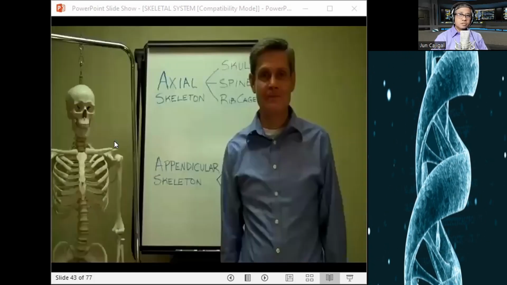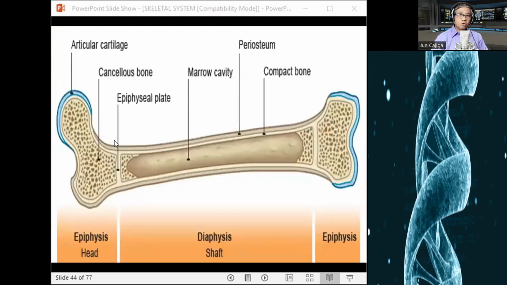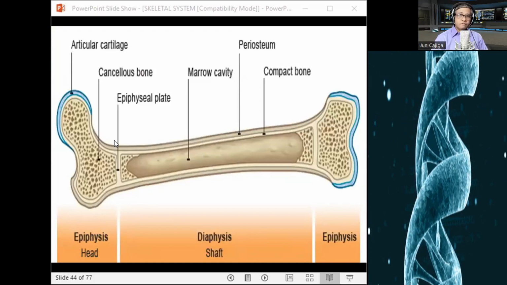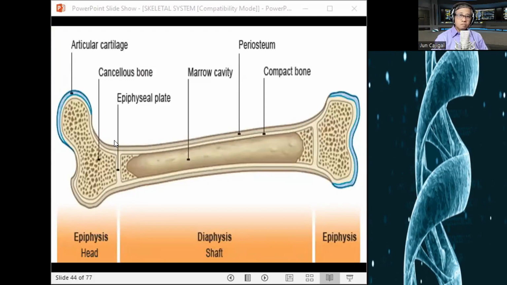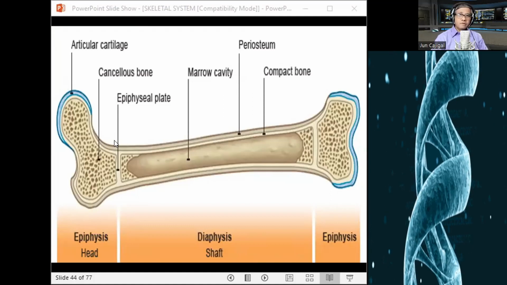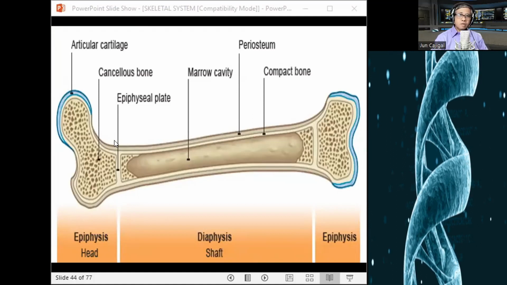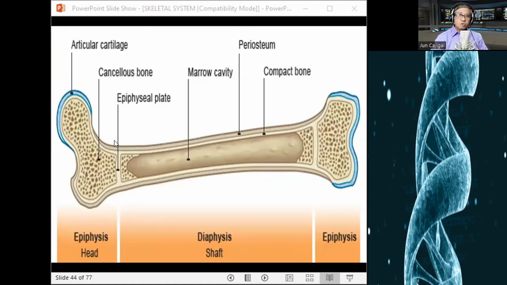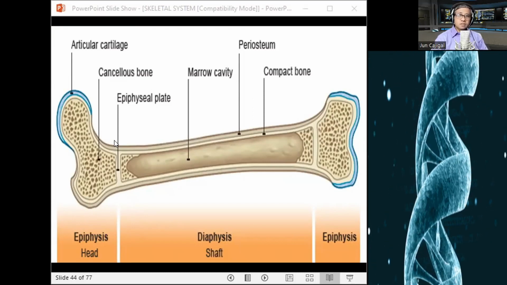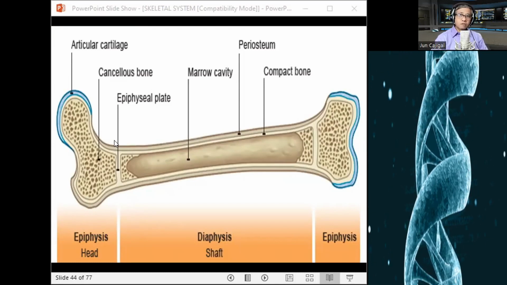Alright, so I guess we can now proceed to the identification of the parts of a typical long bone. So a typical long bone like this is composed of the following. First, we have the body of the long bone or the shaft or the so-called diaphysis. The diaphysis is made up of compact bone. Then the ends of a long bone is the epiphysis or cancellous bone or spongy bone because of the many cavities. Those cavities, they are composed of red bone marrow.